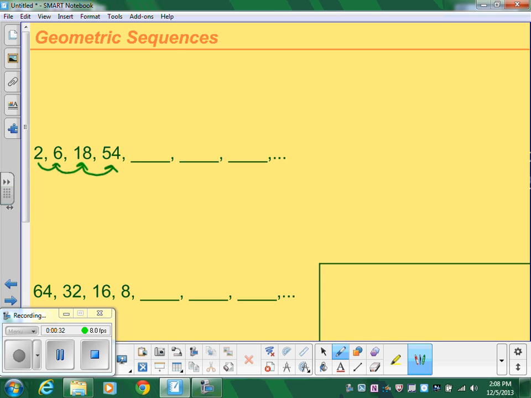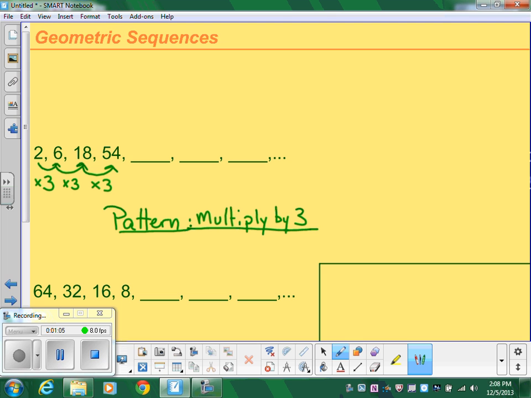In order to go from 2 to 6, we're just going to multiply by 3. To go from 6 to 18, once again, multiply by 3. To go from 18 to 54, once again, multiply by 3. So our pattern in this particular case is multiply by 3. Let's continue this pattern.